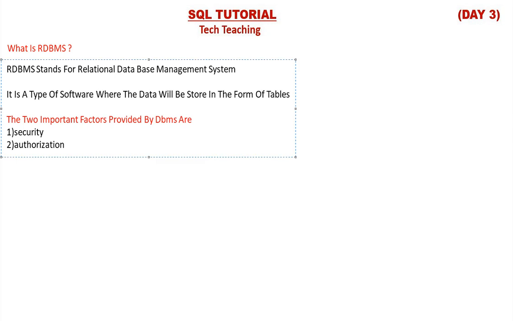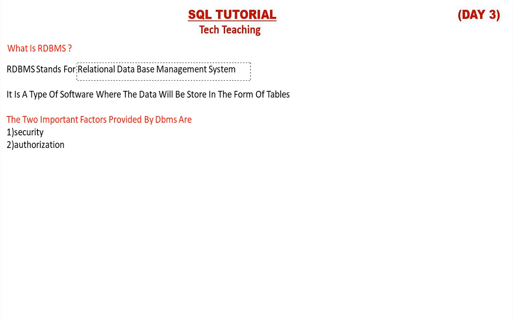DBMS stands for Database Management System. Here RDBMS stands for Relational Database Management System. The only new word that is added is relational. Why it is called Relational Database Management System, I will explain, don't panic. It is a type of software where the data will be stored in the form of tables. Why it is called a relational database, here you will come to know.